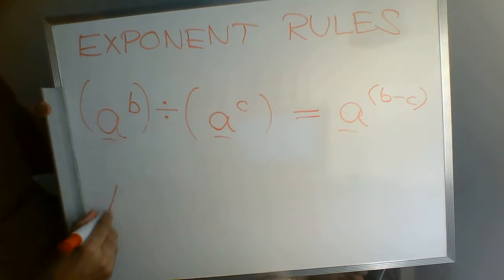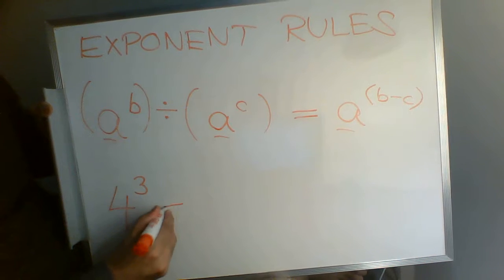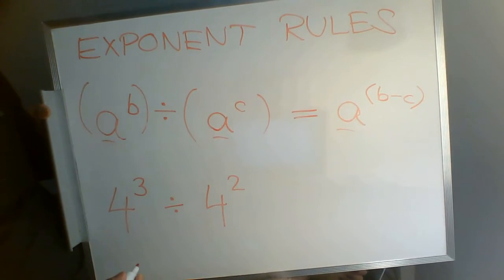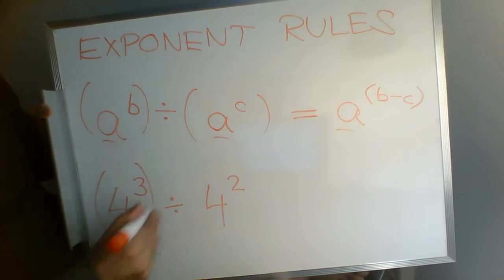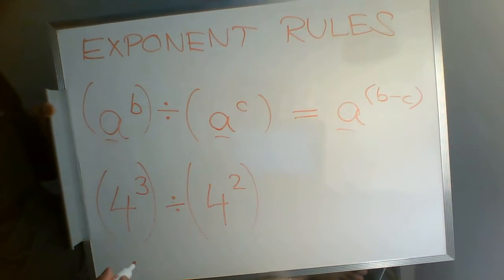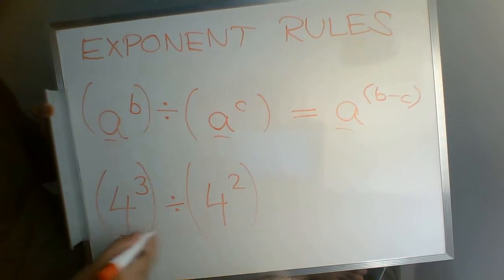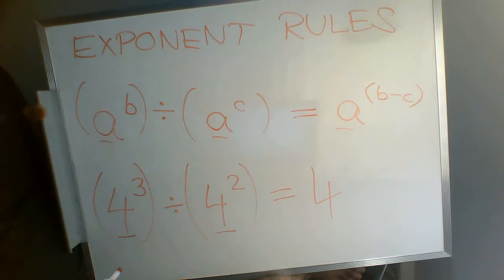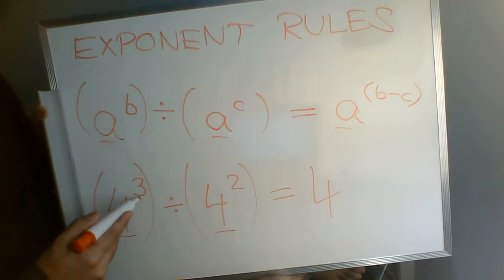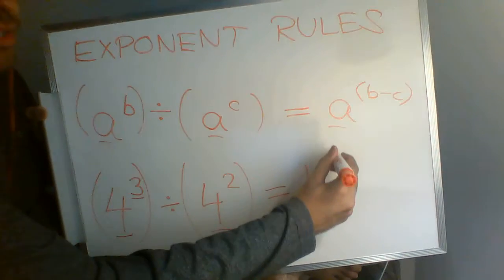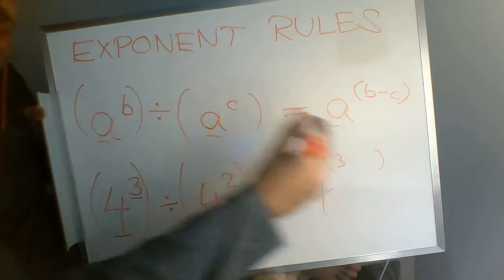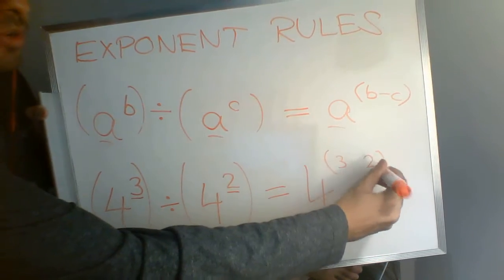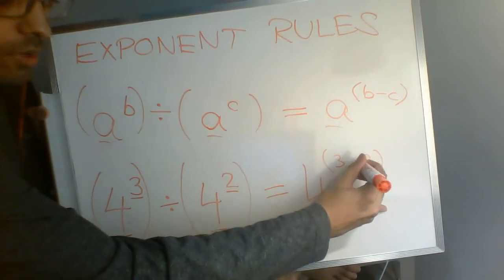So if we go through that with an example, let's say 4 cubed divided by 4 squared. Alright, let's say that's what we're working with. Now we've got the same base. We've got a 4 here, we've got a 4 there. So that means we should have 4 as our base in our answer. And then our first exponent is a 3, so up in my exponent over there, I'm going to have a 3 to begin with. And then my second exponent is a 2, so I'm going to put a 2 over there, and we're going to subtract.